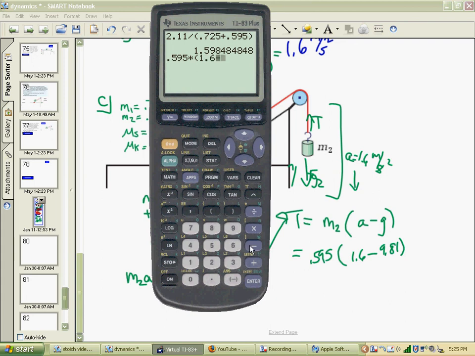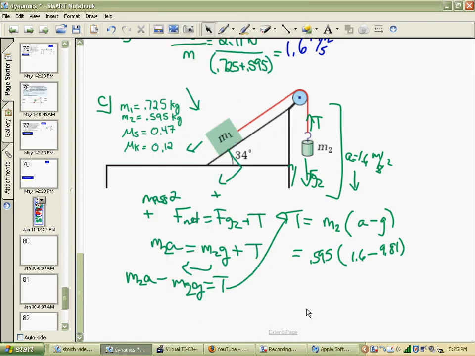9.81. Clear this off, and we get a negative 4.9 newtons. Negative 4.9 newtons doesn't dismay us because it should be negative direction, counterclockwise. Tension is clearly up towards the pulley. That would be our final answer for the question, and we managed to sneak through it.